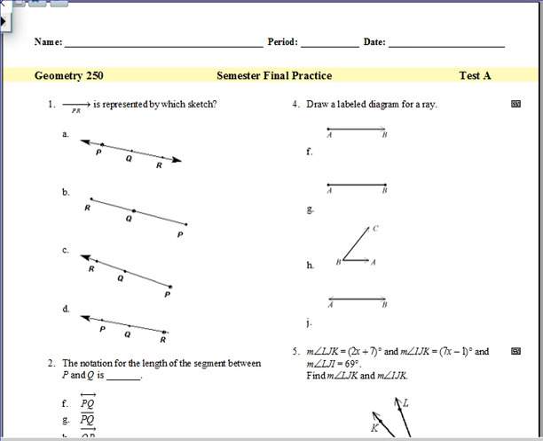So look at your study guide. Make these marks, these notes. I don't know if you can use this for the final or not, but let's go with it.